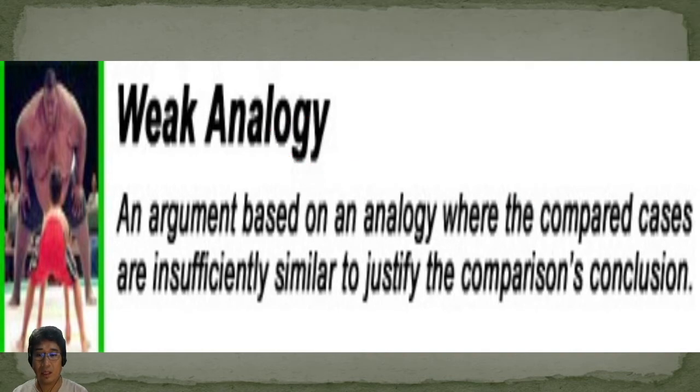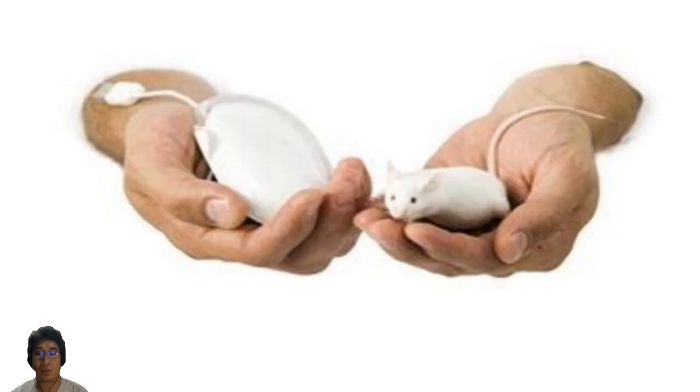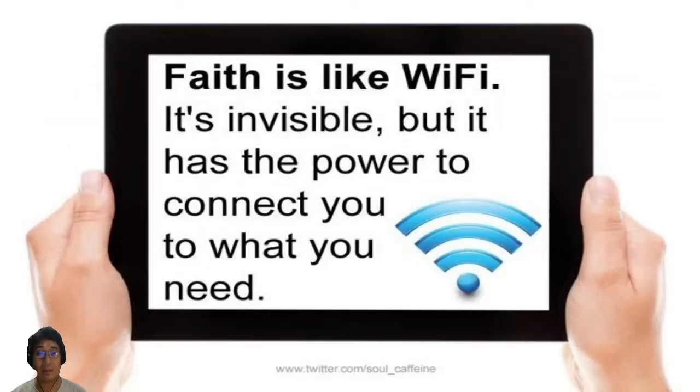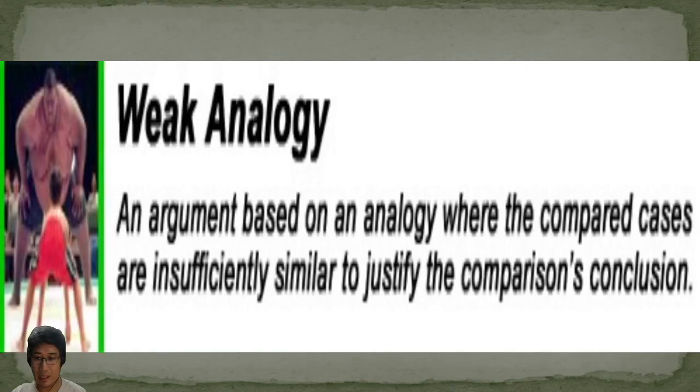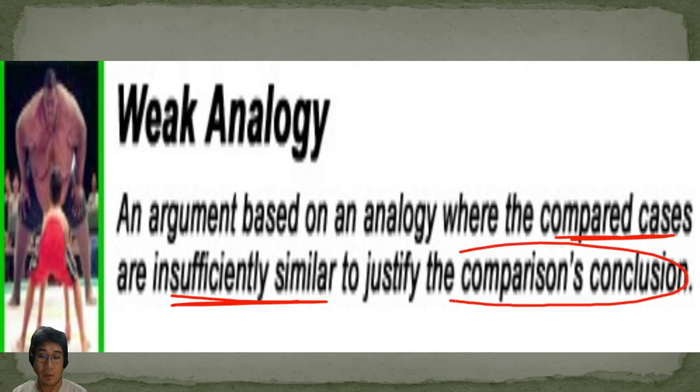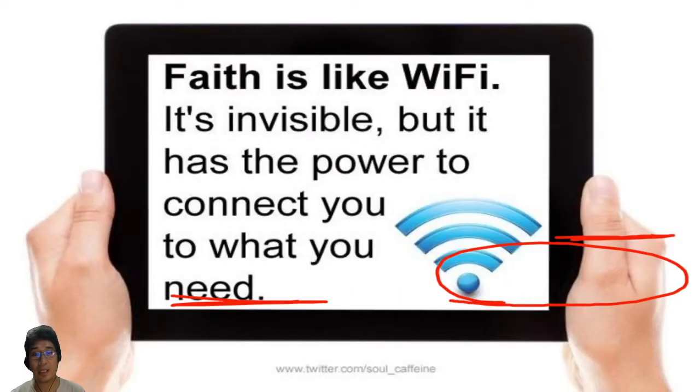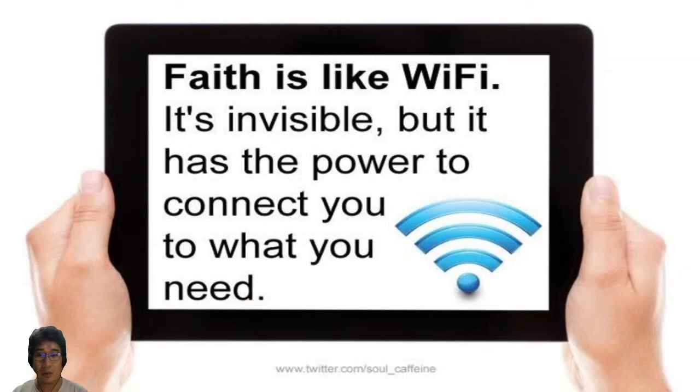So when we have weak analogy, an argument based on an analogy where the compared cases are insufficiently similar to justify the comparison's conclusion. So analogy dito, again, we're comparing two particular objects. A mouse used for the computer and then the actual mouse na animal. So let's check, as mentioned here, we are comparing cases na hindi naman similar. Pero dyan na justify natin merong similarities dun sa dalawang pinagkukumpara natin. That's weak analogy. So fate is like a Wi-Fi. So we try to compare fate to a Wi-Fi because ang fate is also invisible, ang Wi-Fi is also invisible. But it has the power, it's invisible, but it has the power to connect you to what you need. So this is weak analogy.